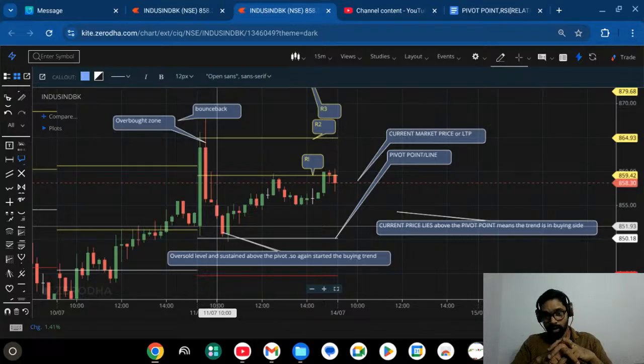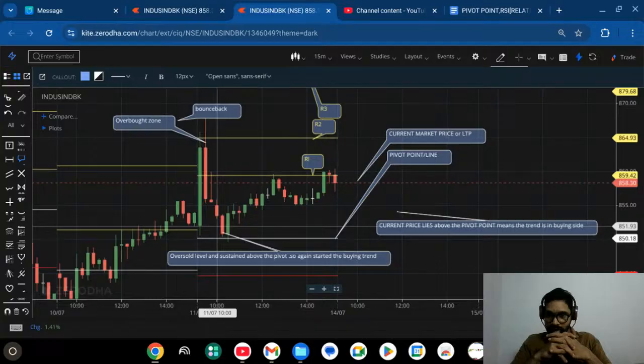What if the trend is going downside, below the pivot point? Then how much can it go downside? It will definitely reach the S1 level, S2 level, S3 level. Just like buyers have levels R1, R2, R3, similarly sellers also have some levels. It can go maximum S1, S2, S3, right?